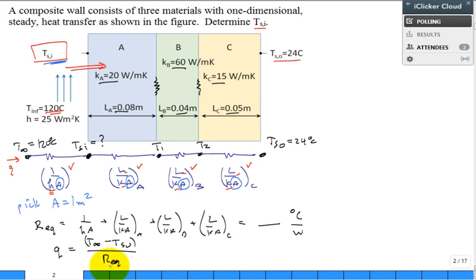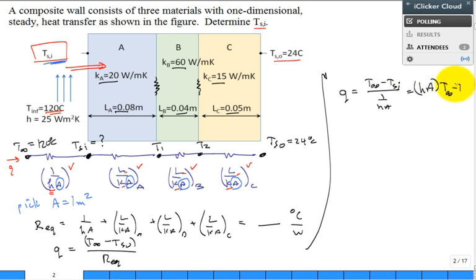All right. Once I calculate Q, then I focus only on that first resistor, and I say, you know what? Q is equal to, you could put it a number of ways, but let's put it T infinity minus TSI. Finally, an equation where my unknown of interest is TSI, divided by that R convection, which is 1 over HA, or just forget about that. Just put HA times T infinity minus TSI. Okay, so I can use this equation to get TSI is equal to T infinity minus Q divided by HA.